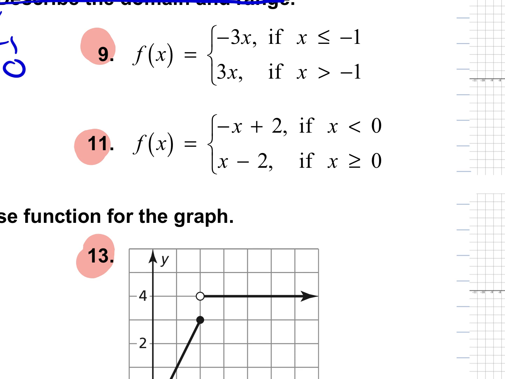So looking at 11, for the first piece, what's my slope?